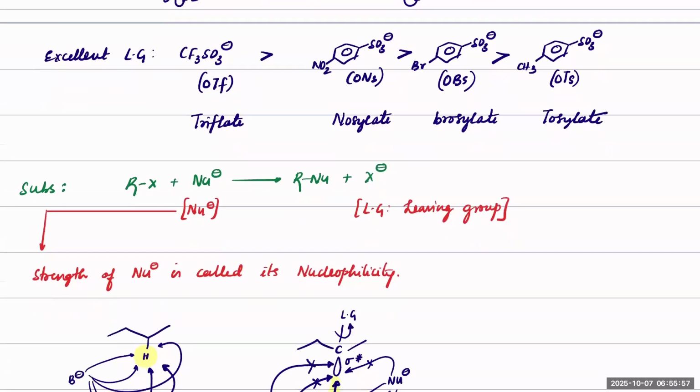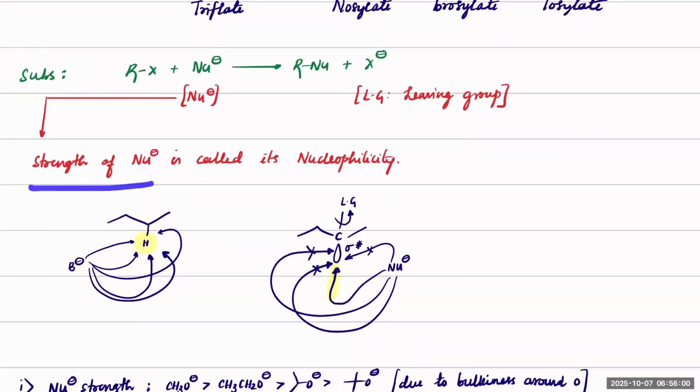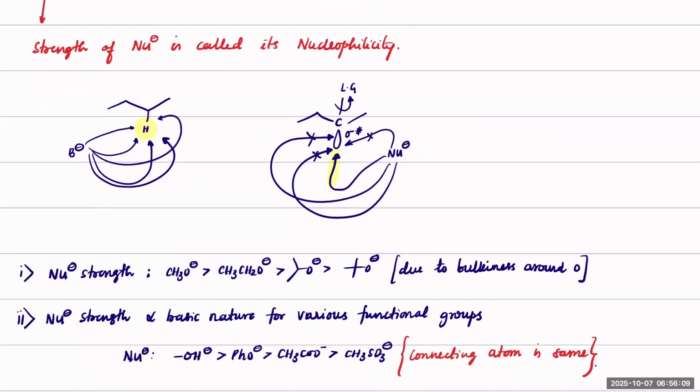Got it? See, the strength of a nucleophile is called its nucleophilicity. Whether it will act as a better nucleophile or not depends upon its strength. Now notice, if a base tries to extract H plus, it does not require any direction. It can approach from any direction and still get the H plus away. But if it is acting like a nucleophile, then the nucleophile can only attack from exactly one direction. So orientation becomes very, very important here.